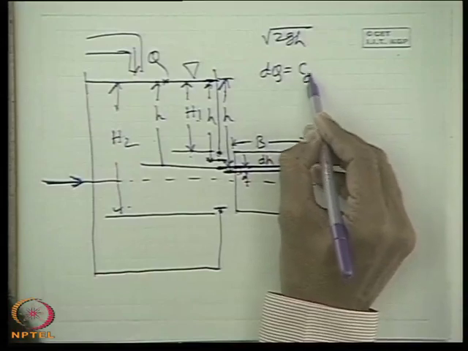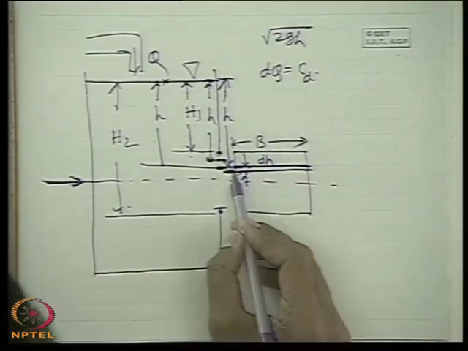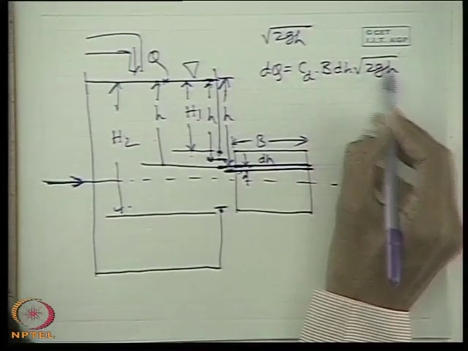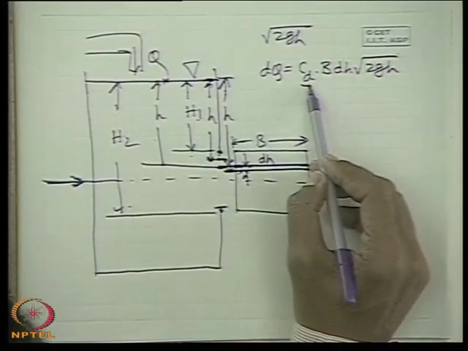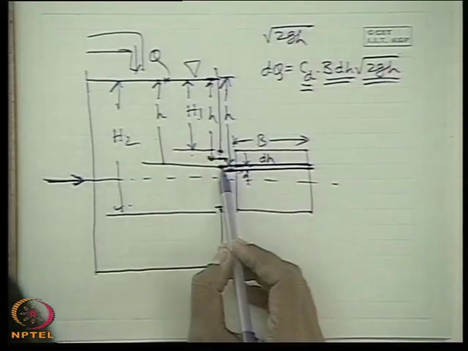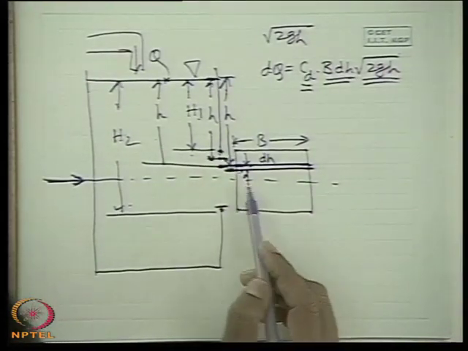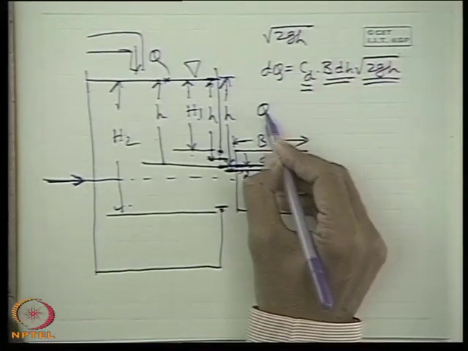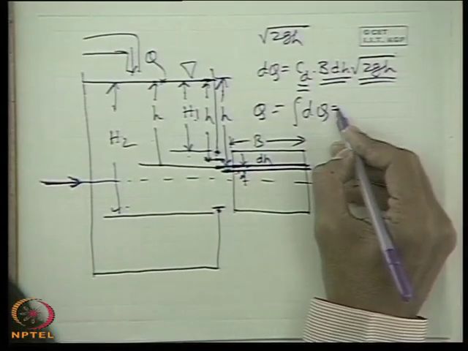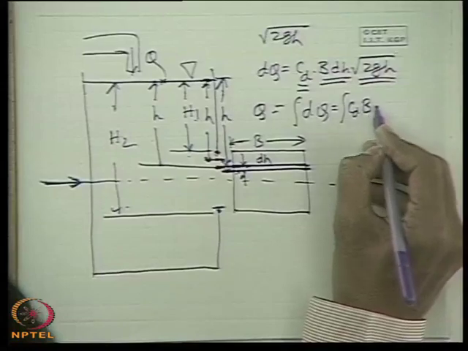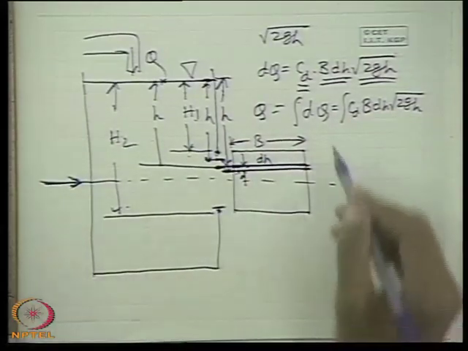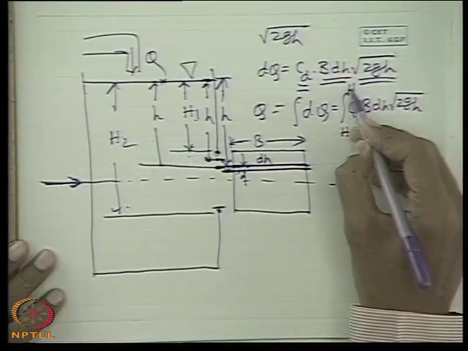What is the formula? Coefficient of discharge CD into area of the orifice, which is B dh, into root over 2gh, where h is the head of the liquid, that is, the height of the free water surface above the orifice. Now for the entire orifice we have to integrate dQ. That means we will have to integrate CD B dh root over 2gh from H1 to H2.